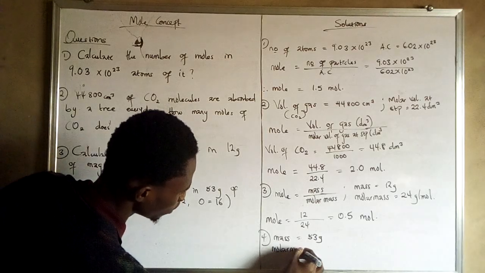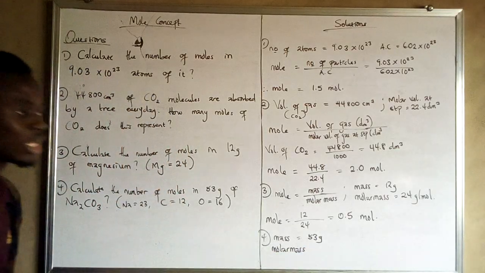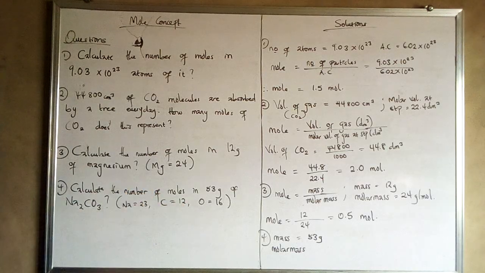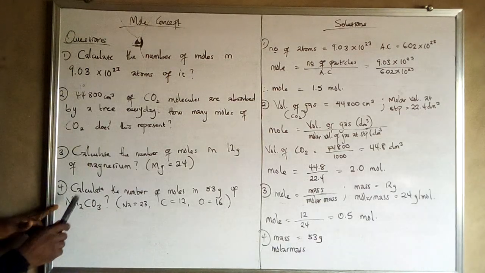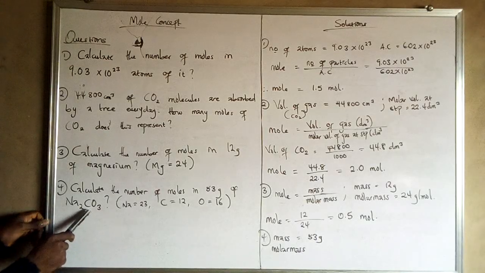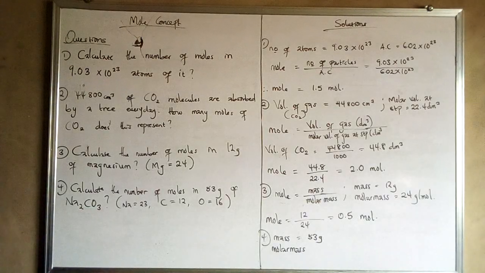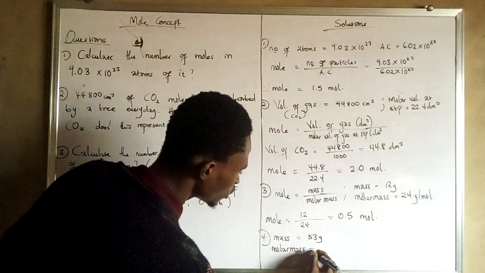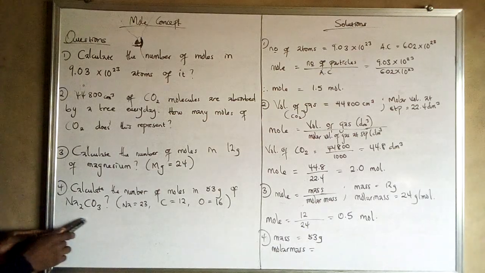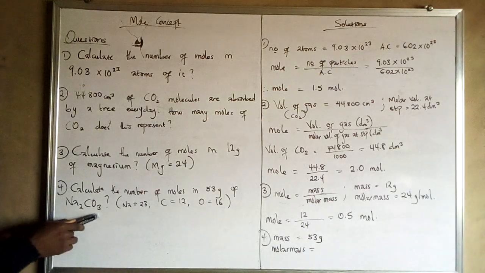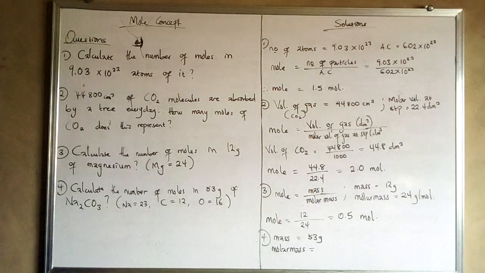Here, a compound is involved, unlike the third question, which involves only a single element. Here, a compound, a group of elements, is involved, which is two atoms of sodium, 1 atom of carbon, and 3 atoms of oxygen. So the molar mass is going to be the combination of their relative atomic masses, in relation to the proportion of each atom present in the compound.